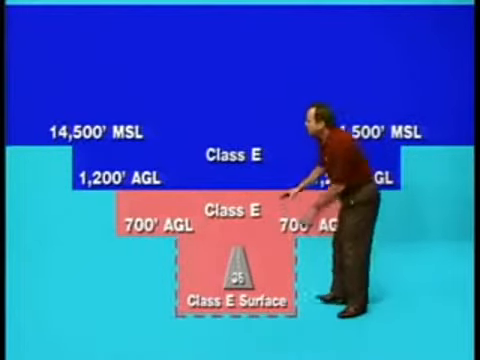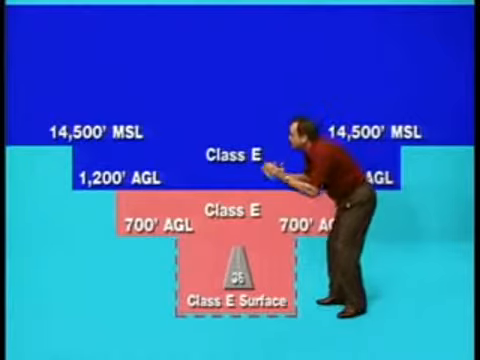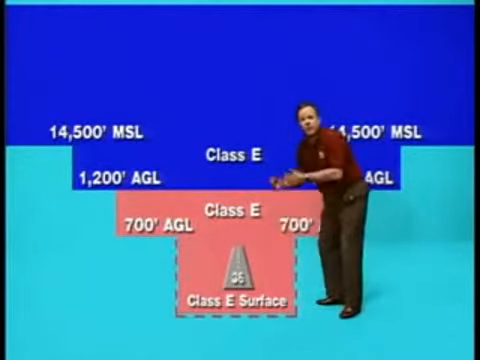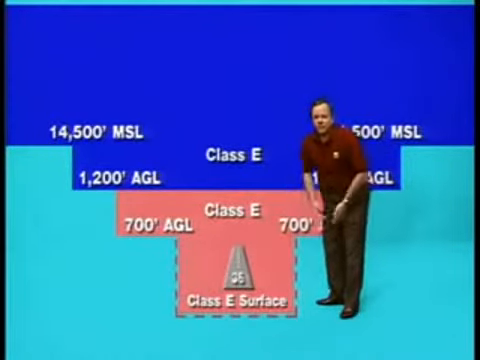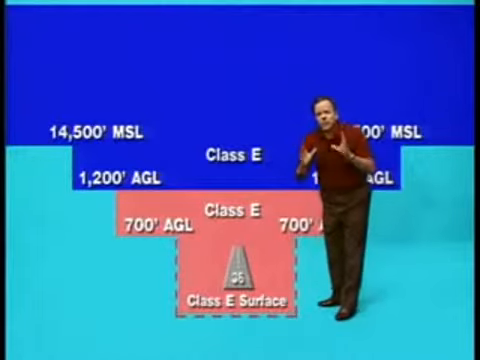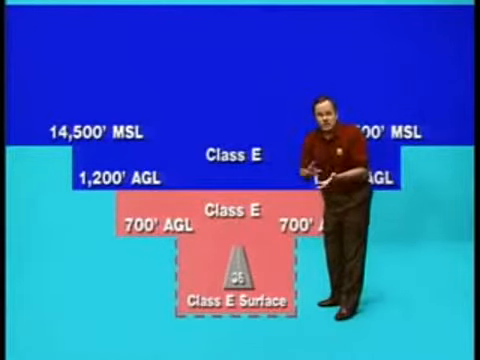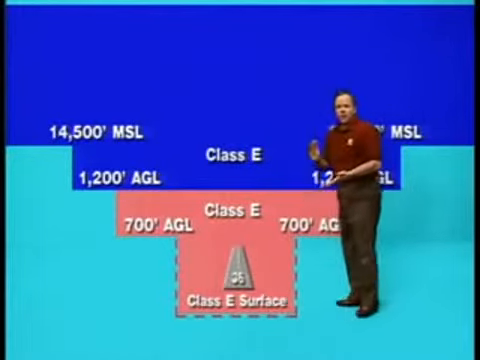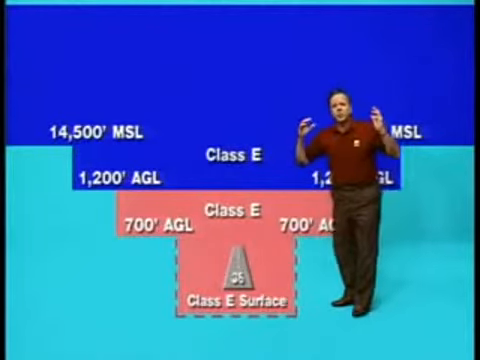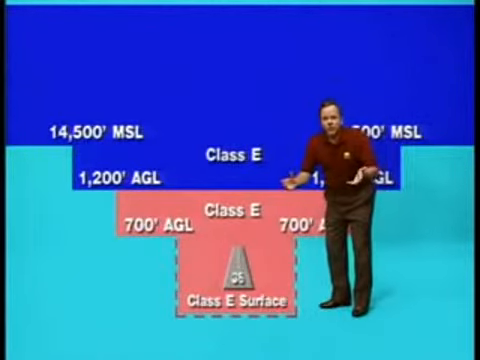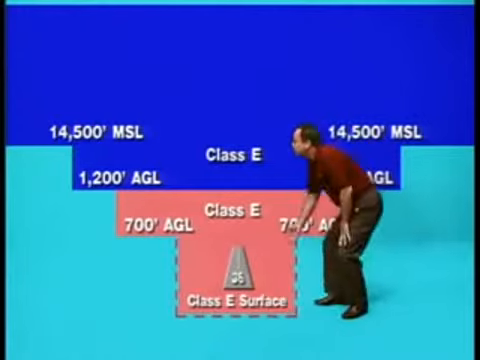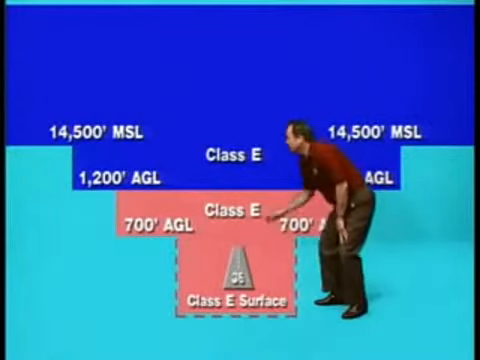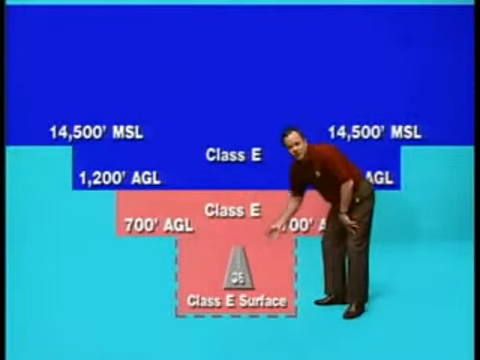Now, that surface area Class E provides protection service, separation service for IFR flights all the way down to the ground, but they can only do that when ATC communications and weather are available. For instance, if weather reporting is unavailable, then Class E moves up to a floor of 700 feet and it does not go all the way down to the ground again.